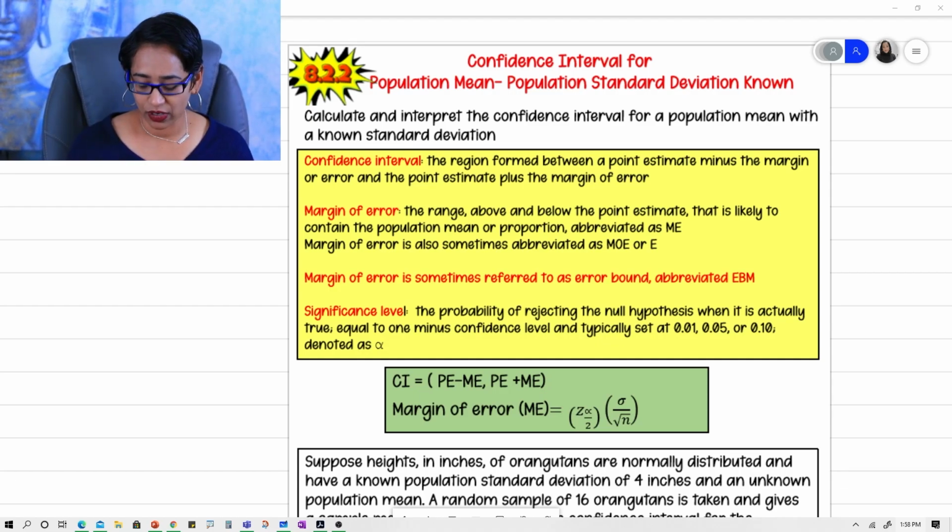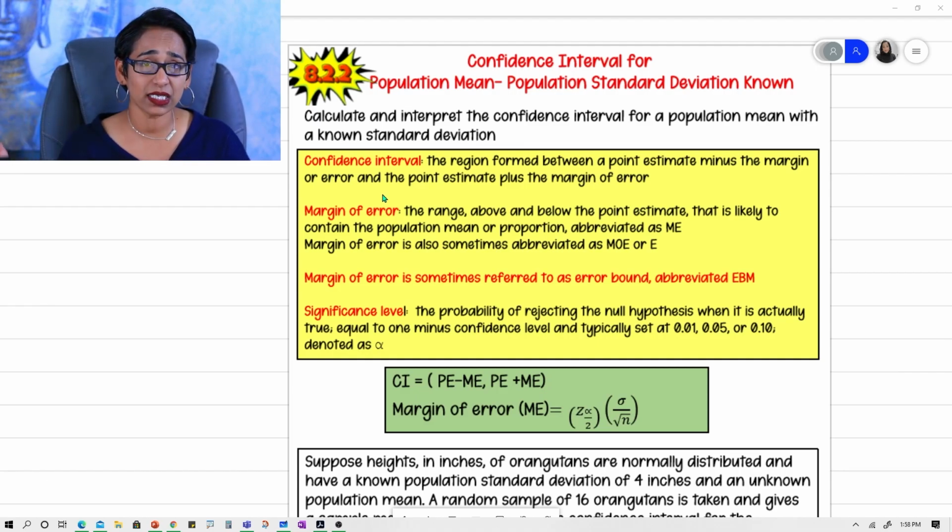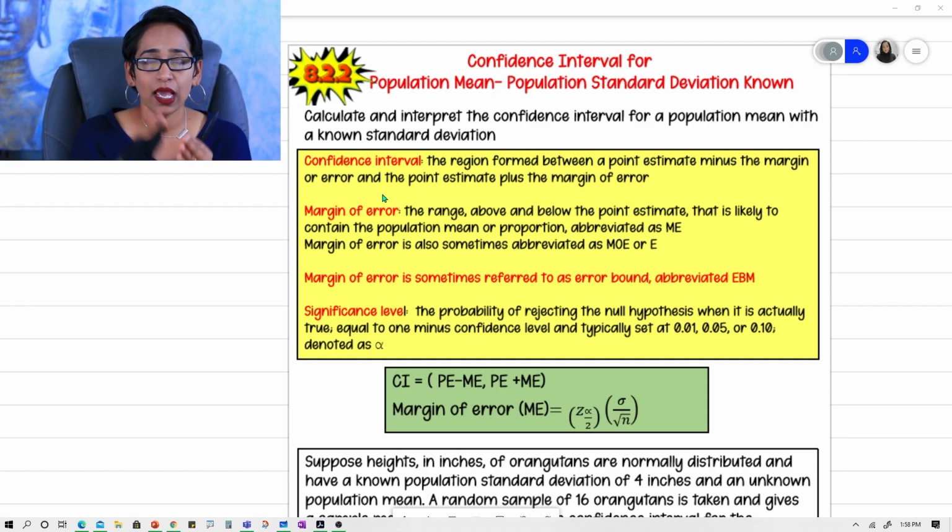All right, so now let's jump right into it. The first few things you have to remember: what is a confidence interval? It's the region formed between the point estimate minus the margin of error, that's your lower limit, and the point estimate plus the margin of error, your upper limit. Remember, you are giving me an interval. An interval has a lower limit and an upper limit, and your sample mean is exactly in between. Your margin of error is the difference between your sample mean and your point estimate.